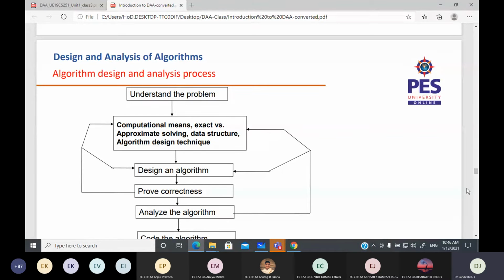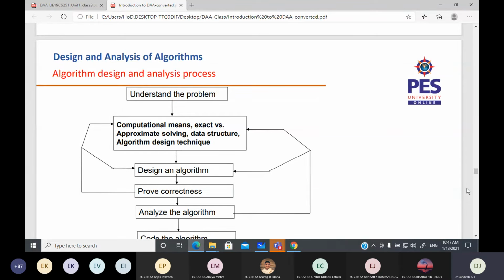Then you also check which data structure is suitable, and you check whether changing the data structure improves the performance of the algorithm. Then you use a certain algorithm design technique and design the algorithm. Once you design the algorithm, you prove its correctness. You take some examples by hand, give some instances of input, and see whether it produces a legitimate output in a specified amount of time, right?